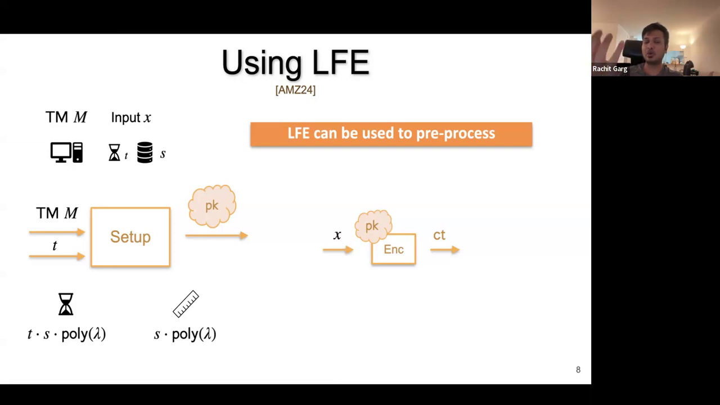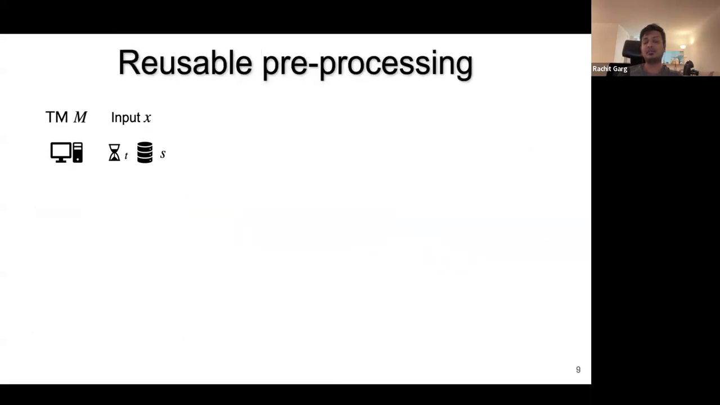So the encryption algorithm only takes the public key and input x. So x is s bits long, and the public key is s times poly lambda bits long. So this encryption algorithm is actually efficient. So this gives you a succinct randomized encoding in this pre-processing setting. But we want to make it more useful than just the pre-processing setting.